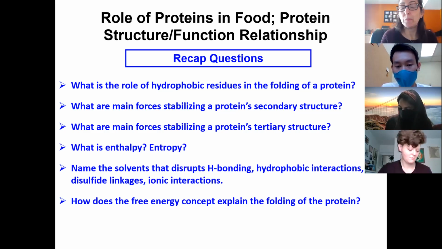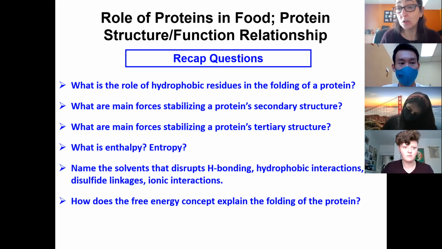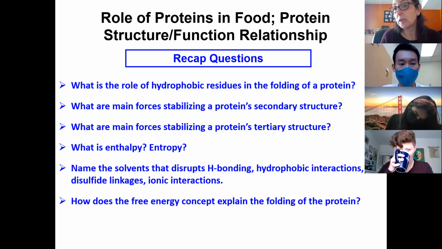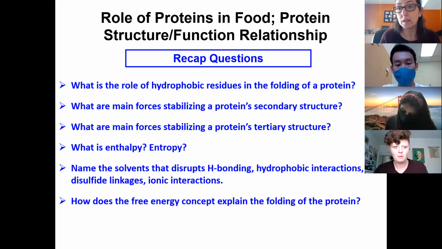So you just want to remember that delta G of denaturation equals delta H, which is the change in enthalpy, minus temperature times delta S, which is the entropy or the chaos. So when you break a few bonds, you have a great change in entropy. So the delta S becomes large, then delta G of denaturation becomes negative. And when it's negative, that is a spontaneous denaturation.